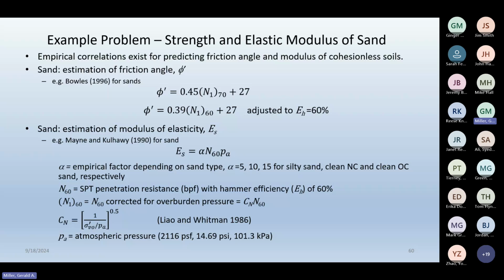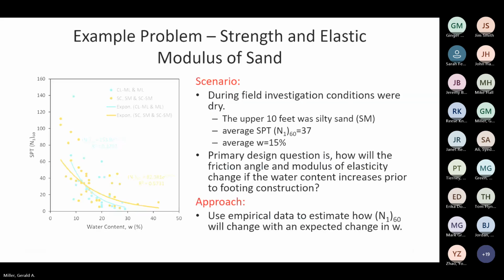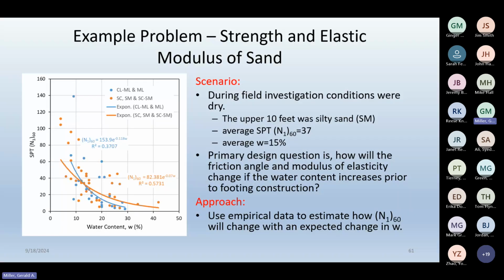So for this example, this is just a hypothetical scenario. I'm assuming that in the upper 10 feet of my sand, on the day of my investigation, I had an average SPT N160 of 37. And on that day, the average water content corresponding to that was about 15%. The soil was in an unsaturated state, and this is what I would consider a dry period.